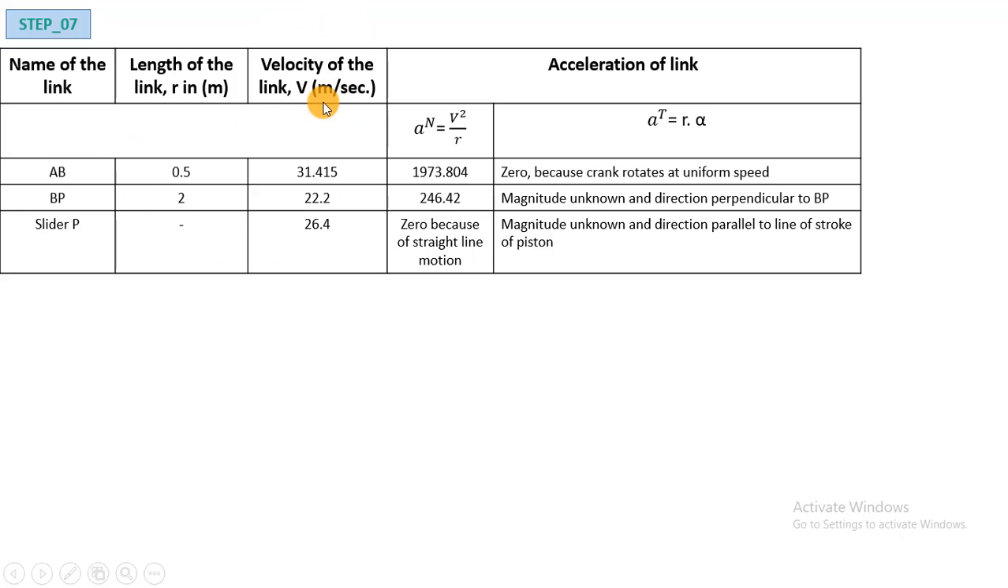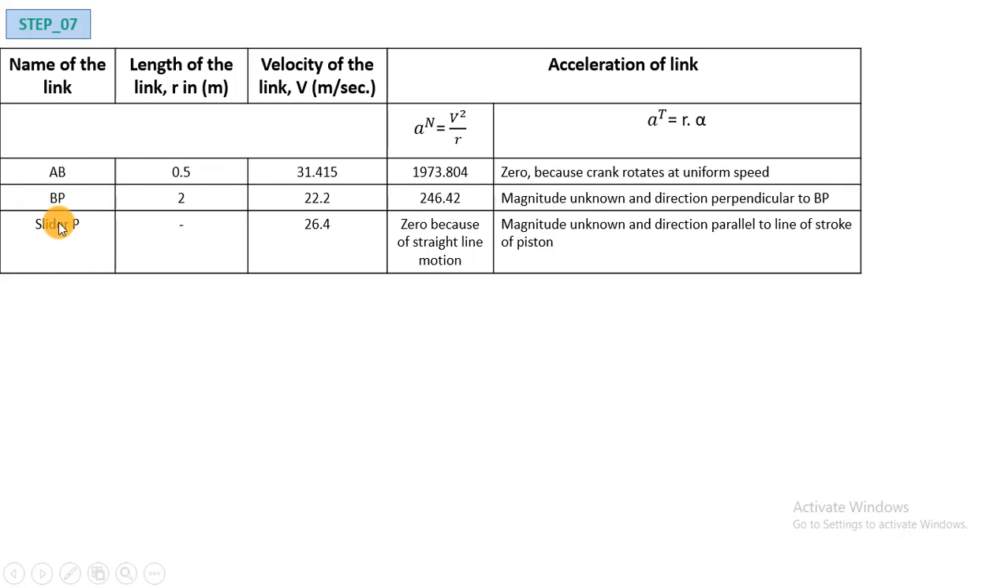Then the velocity of the link. To get the velocity of link AB, being an input link, we have already calculated its linear velocity, which comes to 31.415. Then for the BP, what do we have to do? Just measure the length of the vector BP and multiply by the scale. So we'll get the velocity of the link as 22.2 meter per second.